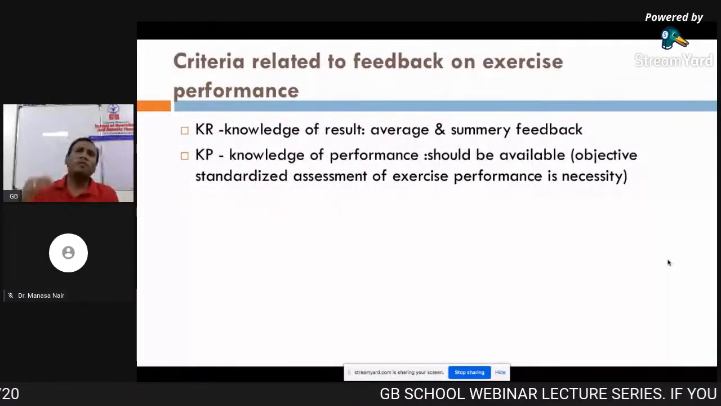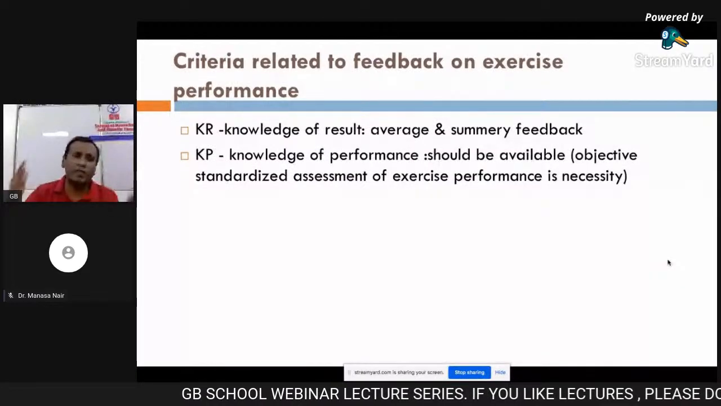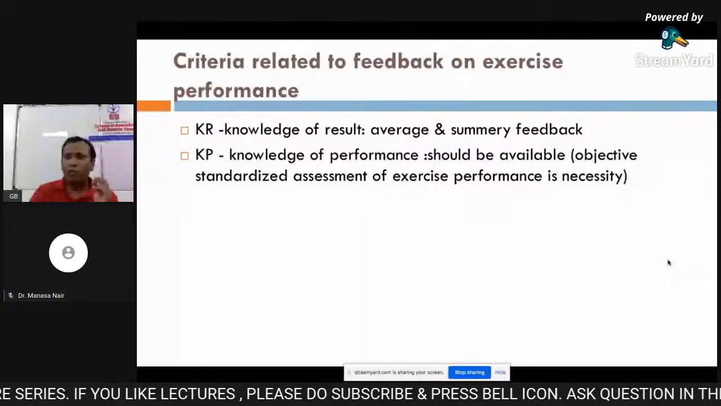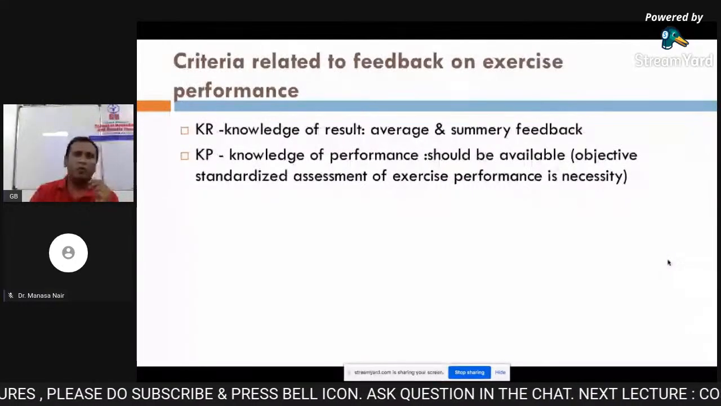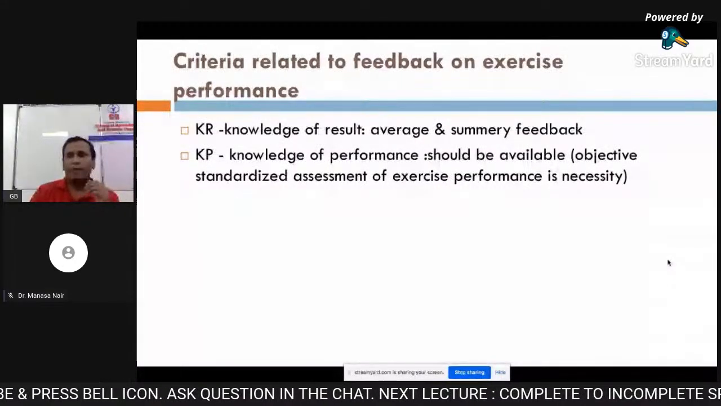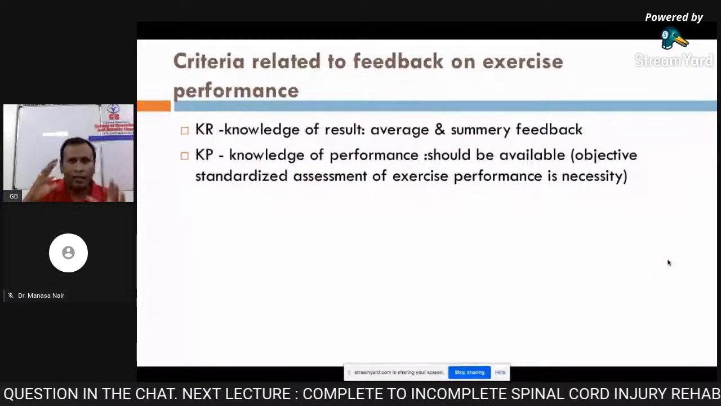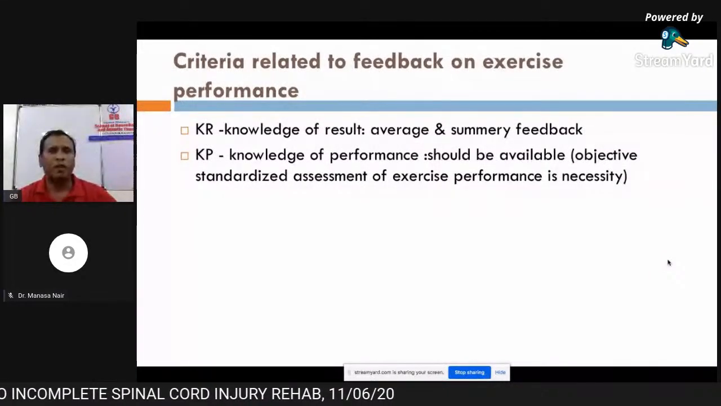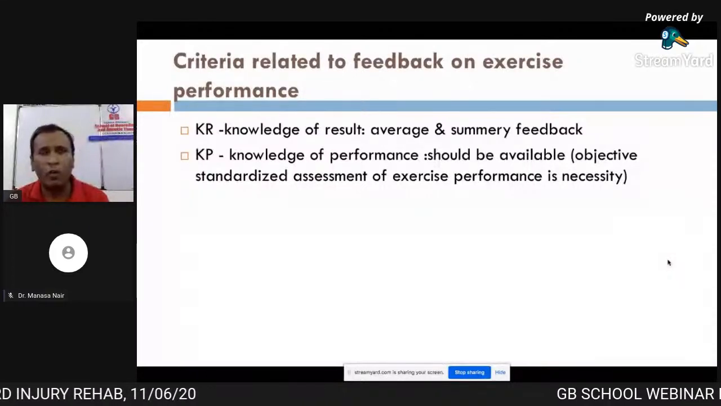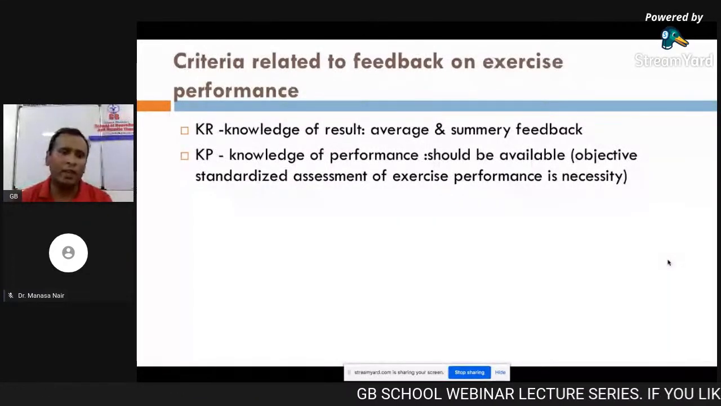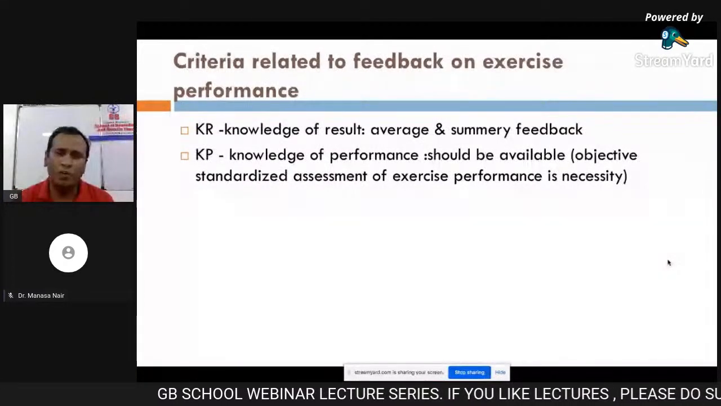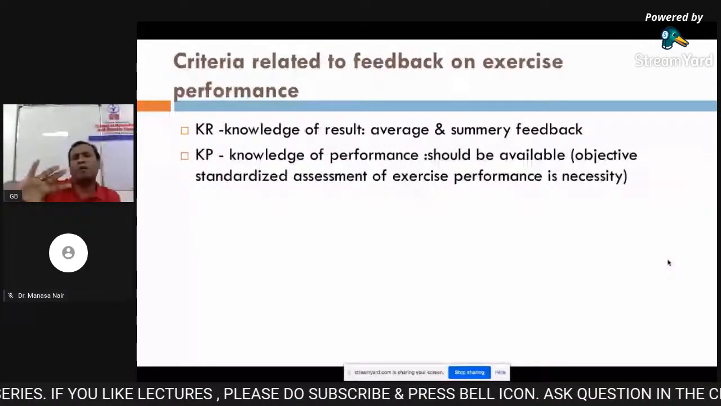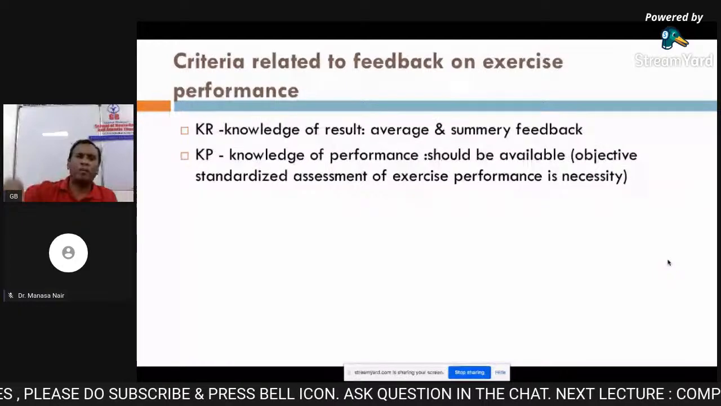If the patient doesn't know what is expected of him in the whole activity, like you told him to do the walking or the sit to stand, and he doesn't know what exactly the end result posture or end result alignment you are expecting, because they don't know, they can't complete. So knowledge of result is always better. Let them understand what the end result is, what the total expected result is that you are expecting out of him.